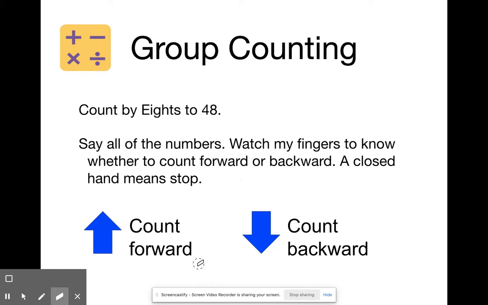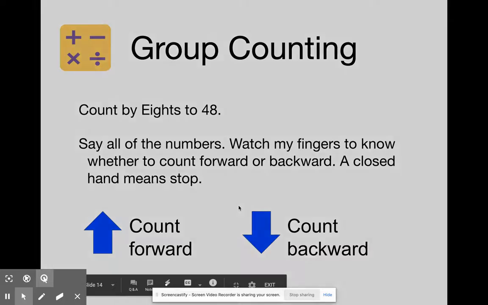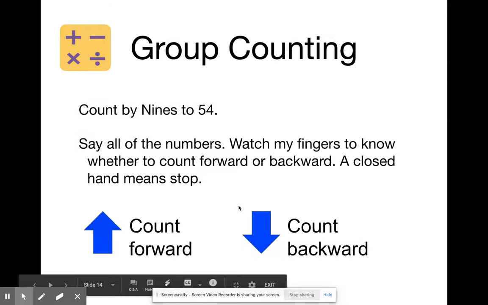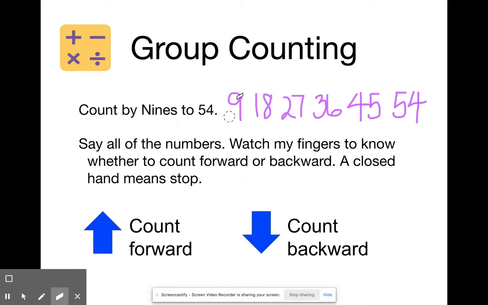Now we are going to do the same thing, but we're going to do one more group count, and we're going to count by 9s to 54. Okay, so starting with forwards, everybody with me. 9, 18, 27, 36, 45, 54.